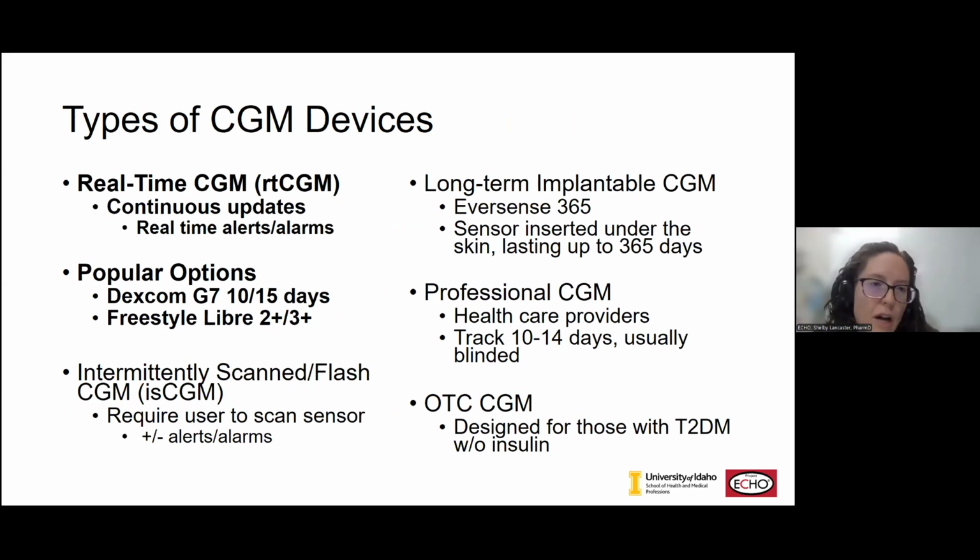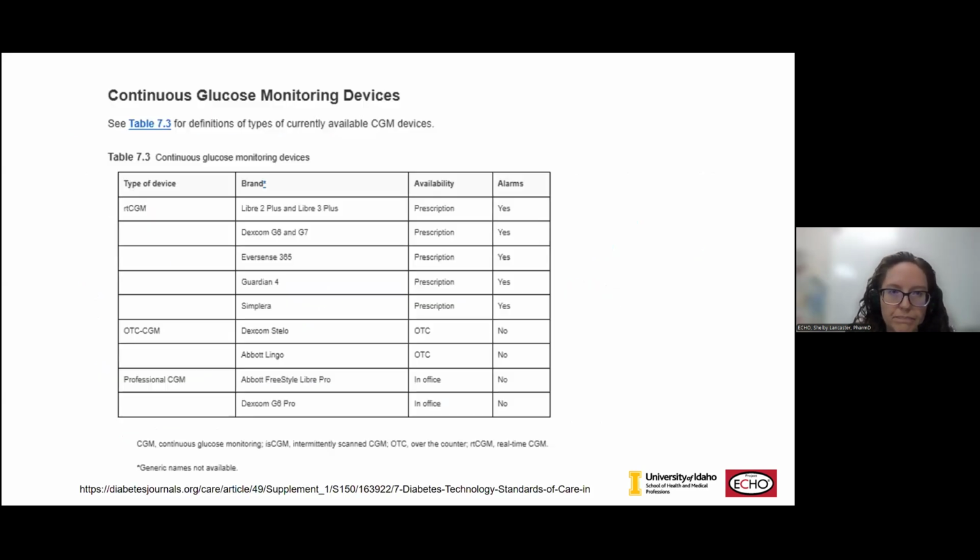There are a few different options with regards to types of CGM devices. I'll really focus on real-time CGM because it has the continuous updates, the real-time alerts and alarms, and they are the most popular options at this time. Looking at those specifically, we have the Dexcom and the Freestyle Libre, which are used pretty commonly, at least in our practice. The ADA has this nice little chart that goes through the different options that are available, which require prescriptions, as well as which one has alarms.